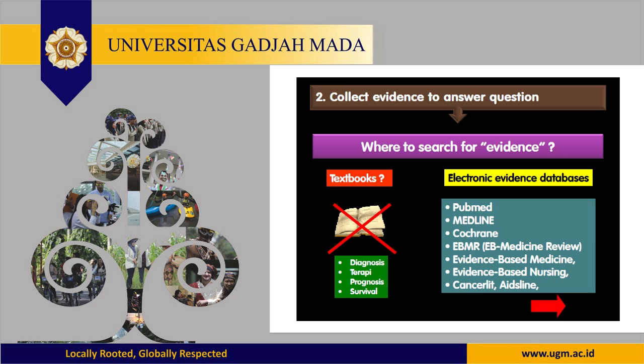Second, collect evidence to answer question. Where to search? Are you going to find it in the textbook? I would never recommend if you use textbook for treatment, diagnosis, and prognosis. It may be correct for instance, epidemiology of the disease, etiology of the disease, etc., but not to decide what treatment should be given to the patients. So you need to move to the journals, electronic evidence databases.